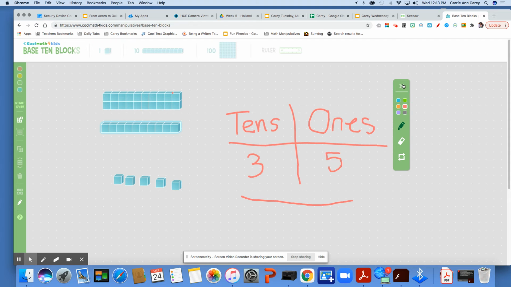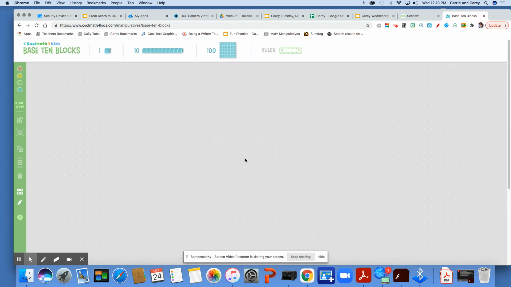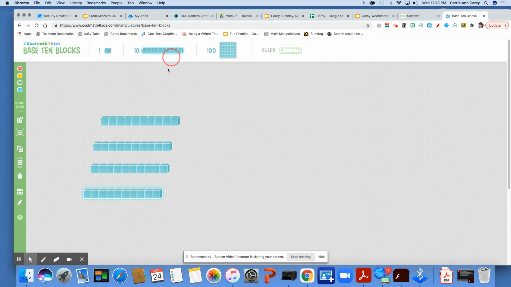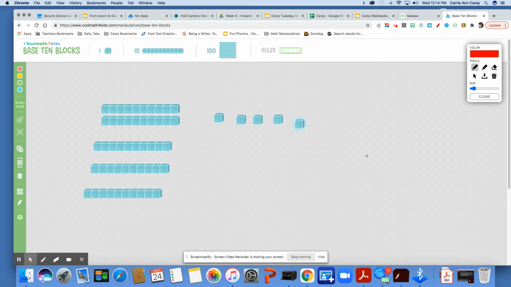Now let's practice without having that tens and ones chart. So when I bring down my tens, I'm going to count them by 10. 10, 20, 30, 40, 50, and then I'm going to add some ones. I have to start counting by ones after 50. 51, 52, 53, 54, 55. So I just built the number 55.